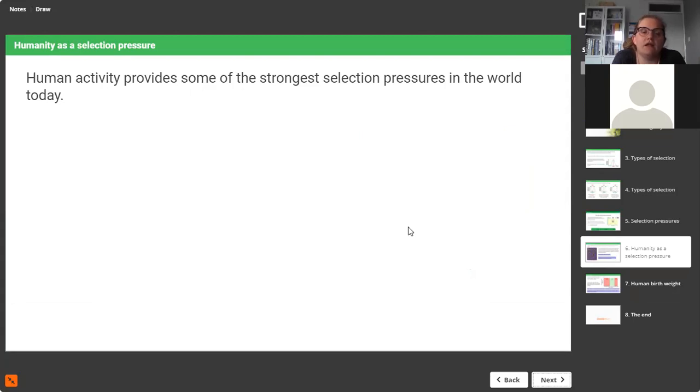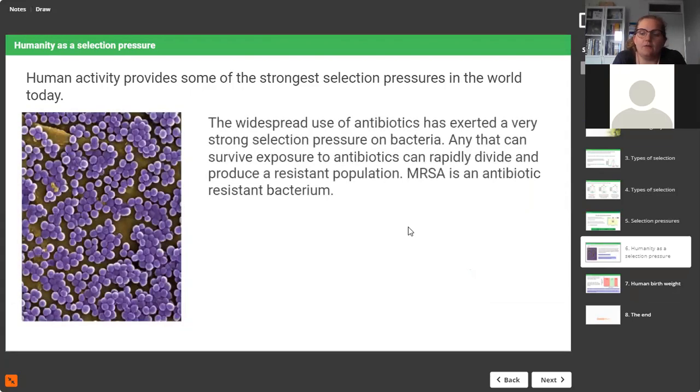Human activity provides some of the strongest selection pressures in the world today. So we're going to have a little look at antibiotics. This is a major evolutionary selection pressure creation, if that makes sense. The widespread use of antibiotics has exerted a very, very strong selection pressure on bacteria. Any bacteria that can survive exposure to antibiotics can rapidly divide and reproduce a resistant population.